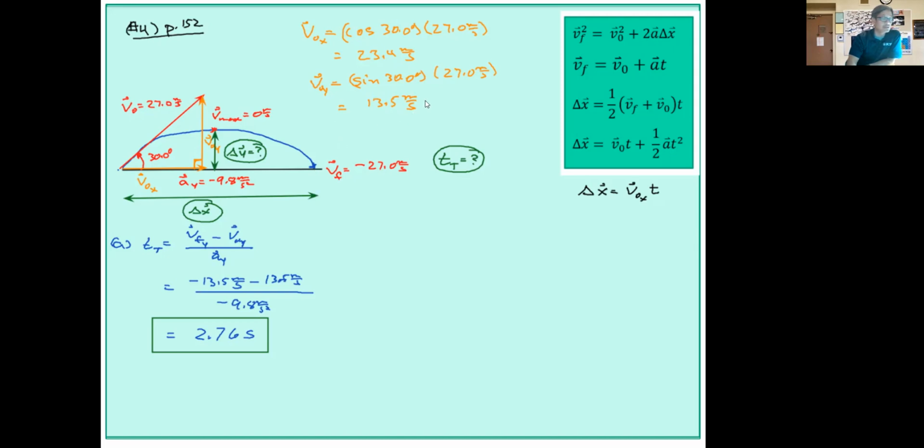It's going to have a magnitude of 13.5 meters per second, but it's going to be in the opposite direction. And that'll be our V final. And so if you take a look at this here, I took the second kinematic equation here.